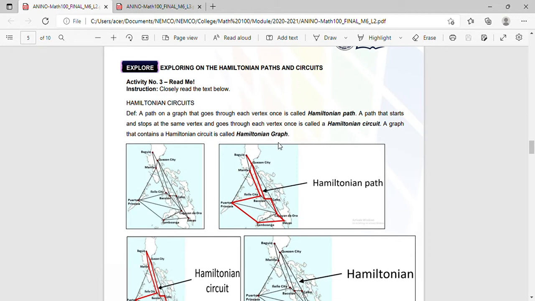So, for example, if you start at A, then you go through all the vertices and then you end at vertex A again, that is what you call a Hamiltonian circuit.